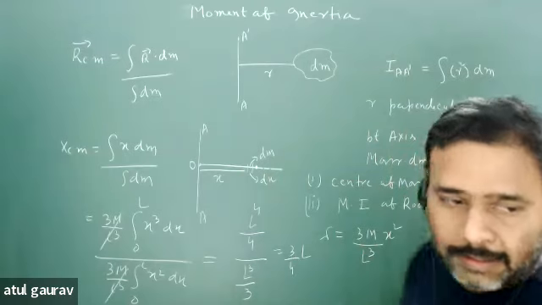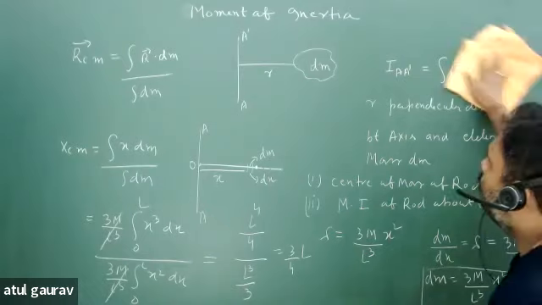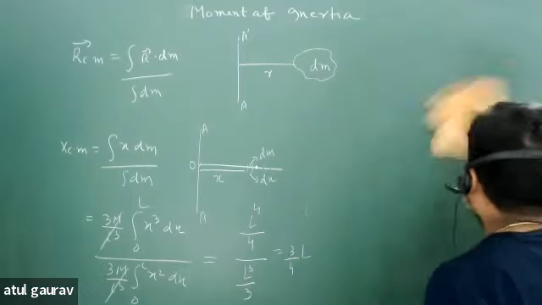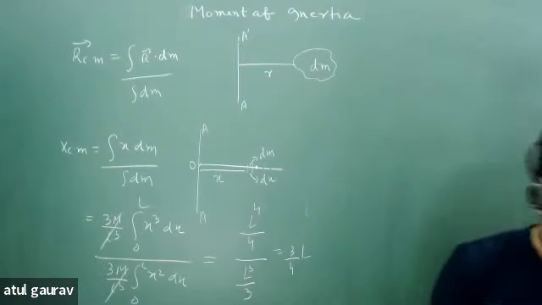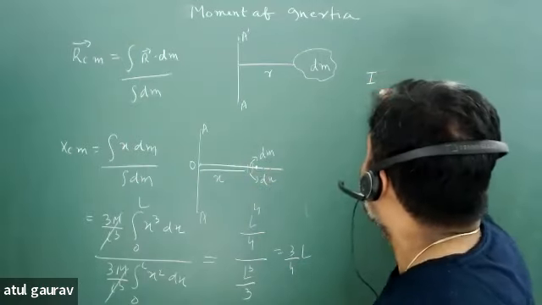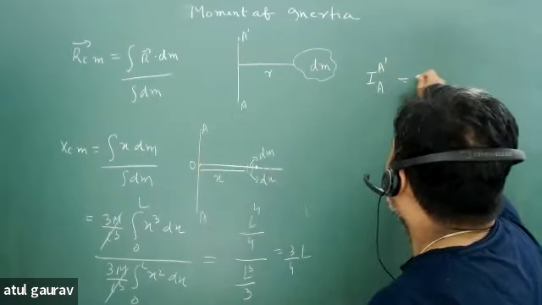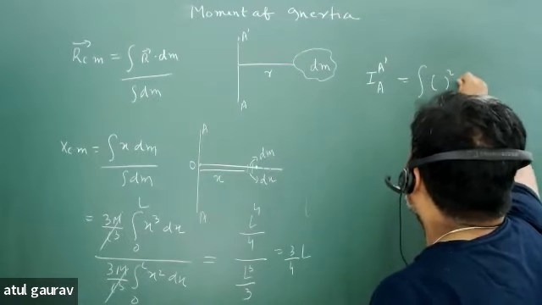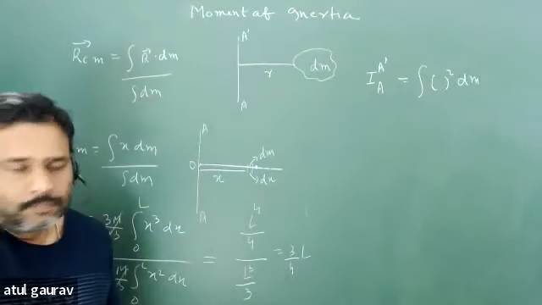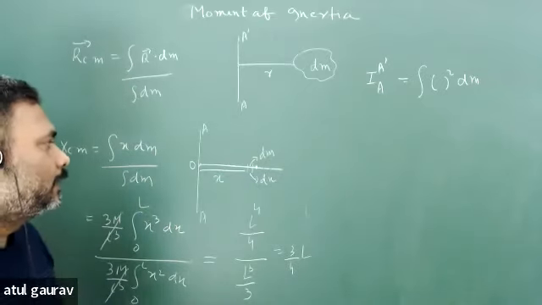So how will you go about the moment of inertia? You have to use the same concept, but the definition of moment of inertia is a little bit different. Again, what is moment of inertia? We have to calculate the moment of inertia about the axis A dash, which is passing through the edge, and that value is equal to integration of something square into dm. What is this something square? It is the perpendicular distance of this dm from the axis.